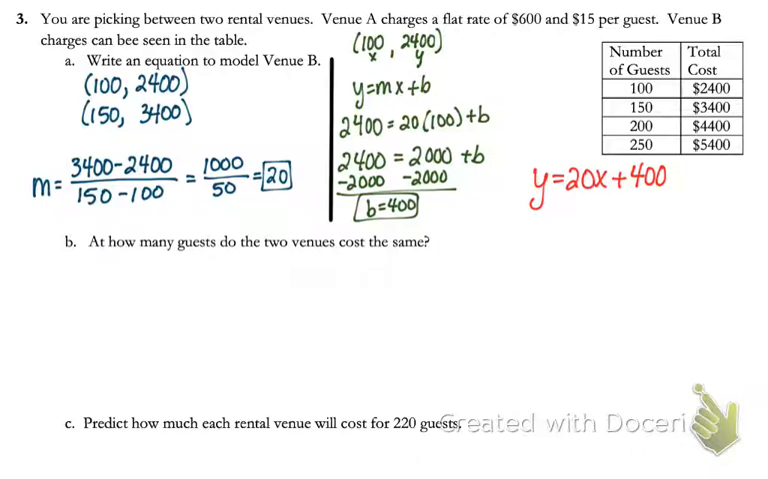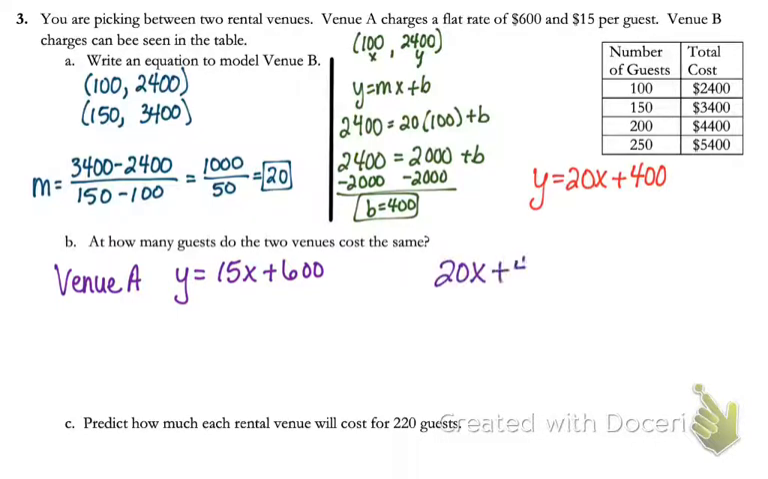Part B. At how many guests do the 2 venues cost the same? In order to answer this question, we're going to have to set our 2 equations equal. So let's start by writing an equation for venue A. We have a $15 per guest rate and a $600 flat rate. So 15 is going to be our slope and 600 is our y-intercept.